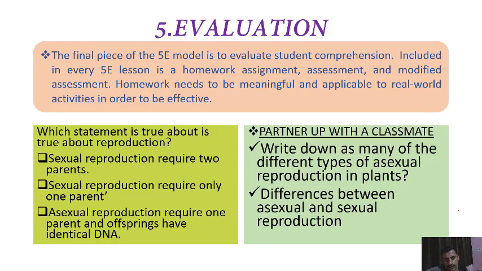The whole class can be grouped into A, B, C, and D, and then assignments can be given to them, such as writing down as many different types of asexual reproduction in plants as they can, and the differences between asexual and sexual reproduction. In this way, a 5E lesson plan can be effectively designed and implemented in classroom situations.